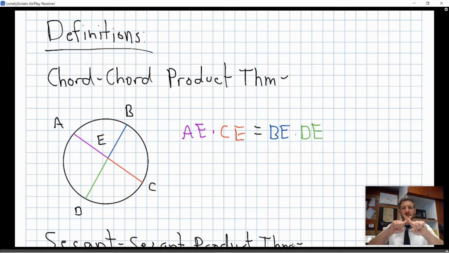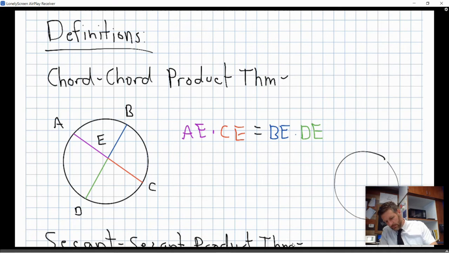And when you have those 2 lines and they cross at any point, they're not crossing in the middle, but at any point that they cross, they have a multiplication or product theorem. And that is AE, so this piece of this chord, times the other piece of this chord is equal to the product of this piece of the chord times its other piece. Okay, so as it says there, the purple AE times the red CE is always going to be equal to BE times DE.